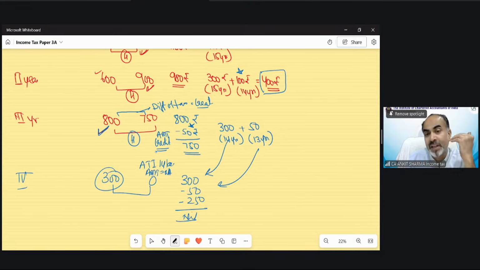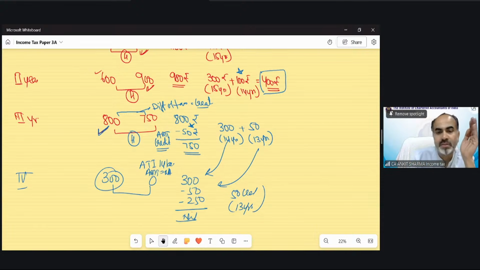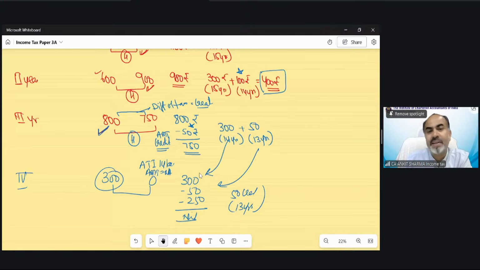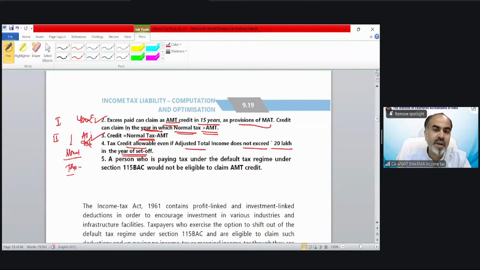So if AMT is not applicable because your ATI is less than 20 lakh, that is great news because you can utilize the difference from your AMT credit. So now the remaining would be 15 rupees credit and the remaining time period would be 13 years. So even if the adjusted total income is less than 20 lakh, in that year also you can utilize the benefit of AMT credit.